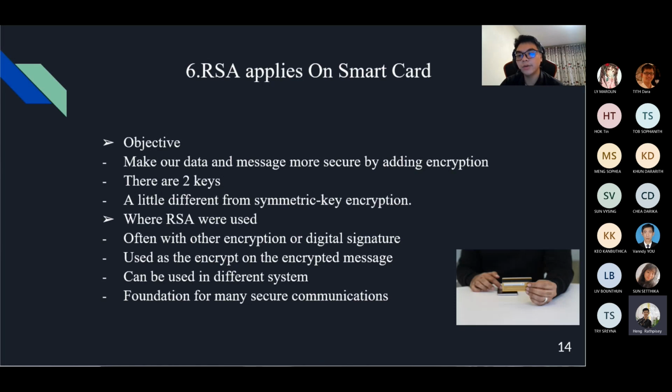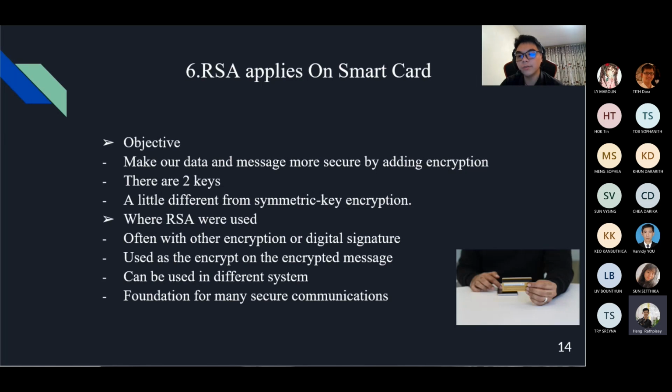RSA encryption is a bit different from symmetric encryption. While symmetric key encryption uses the same private key to encrypt and decrypt the message, RSA needs both public and private keys. RSA is often seen used with another encryption or for digital signatures. RSA isn't used to encrypt the whole file or entire message, but rather used to encrypt the encryption key of the message to make it more efficient.